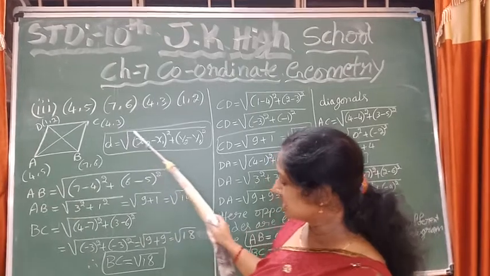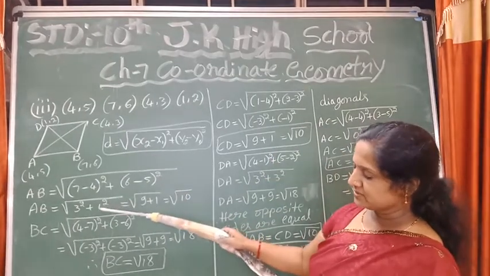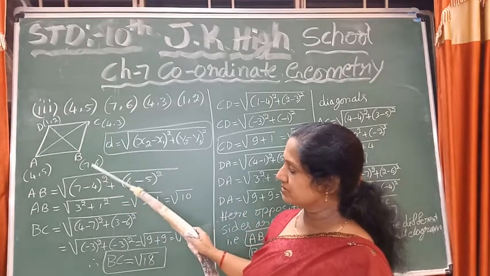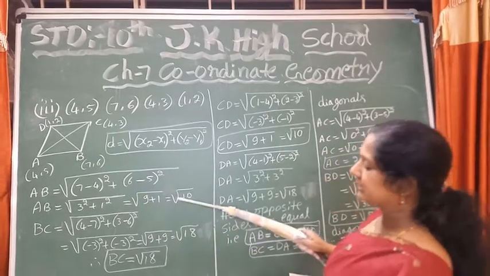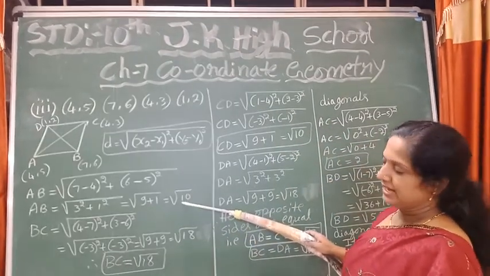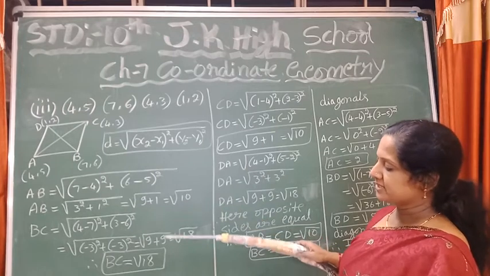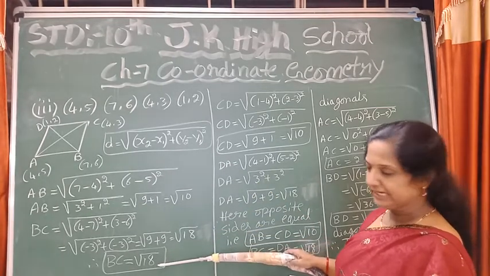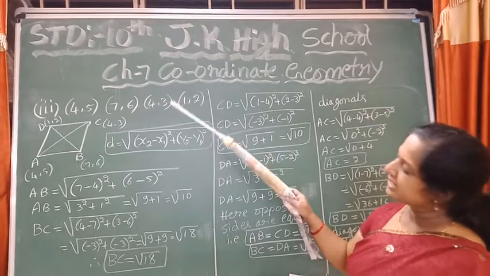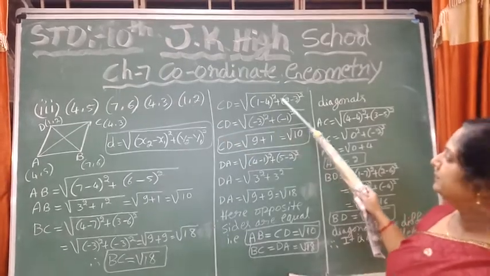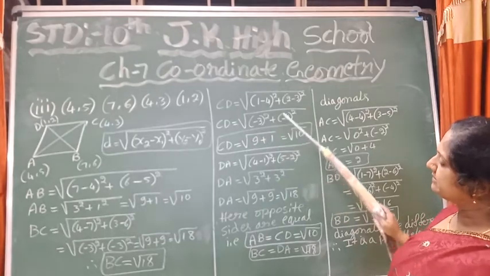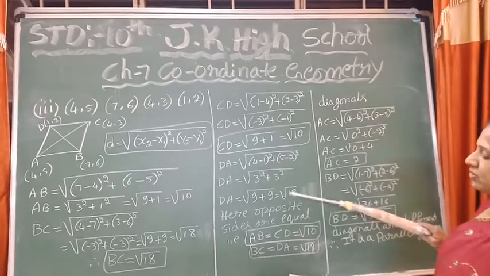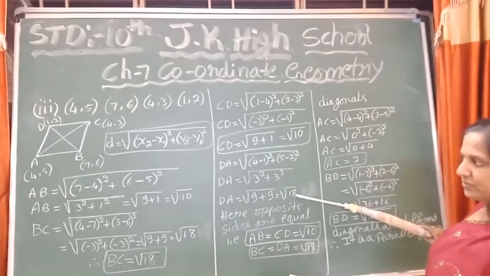Now by using this distance formula, if I find out the distance between A and B, AB means this one I have to consider as x1, y1 and this one as x2, y2. Substitute the values and you will get, after simplification, root 10 as distance between A and B. In the same way, the distance between B and C by using this formula, I got root 18. In the same way, CD distance by using distance formula, after simplification, I got CD measurement as root 10. DA measurement, I got root 18 by using distance formula.